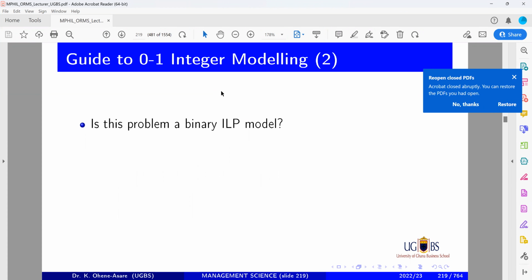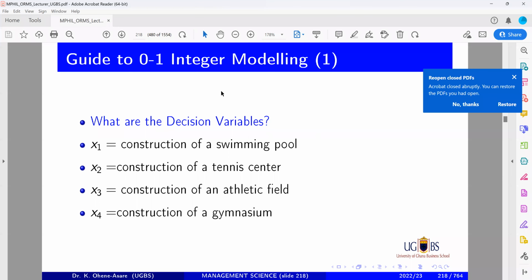Okay, so now we have some constraints to deal with. First of all, is this an integer programming, or which type of program is it? Well, if you look at the heading, it's obvious. Okay. So this is a binary integer programming problem. Why? Who can tell me why? Why is this a binary integer programming problem? Why not pure? Why not mixed?